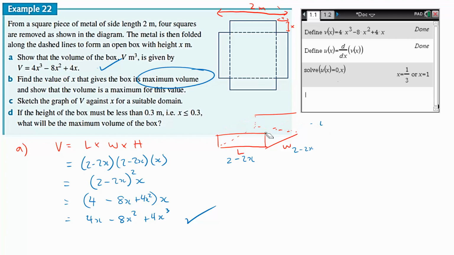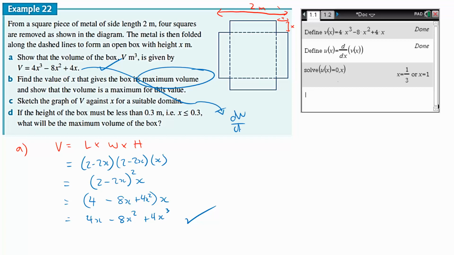If I was to do it manually, by hand, my answer should be a third and 1. So let's test that. Here we go. dV/dx, we know the derivative is 12x squared minus 16x plus 4. True? Okay, so I'm just deriving it. Next thing we know is the derivative has to equal 0 at the maximum. So I know dV/dx equals 0 at the maximum.